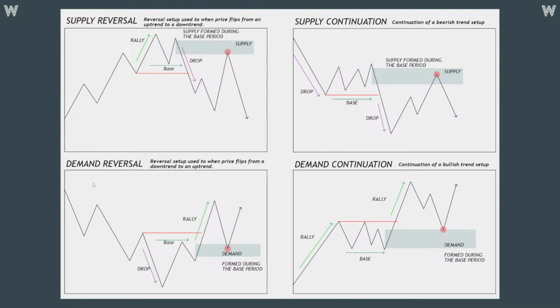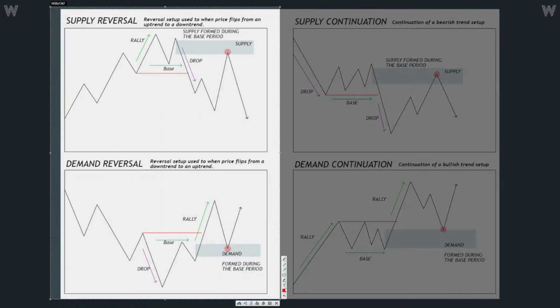So the demand reversal and the supply reversal are slightly more confusing, because what we have here is a change of structure, right? We've gone from making lower lows and lower highs to now making a higher high. So this is a structure change, and this is done by a drop, base, rally, right? It will make more sense in the following examples.